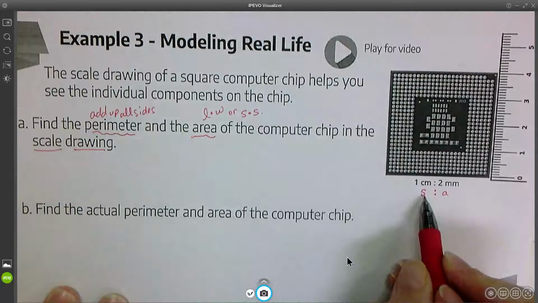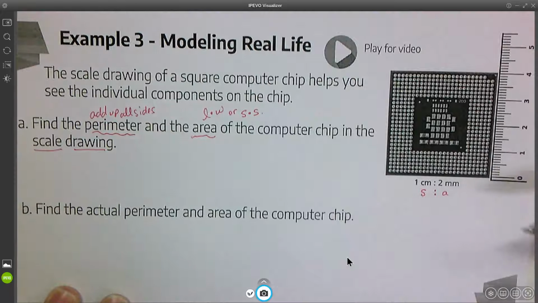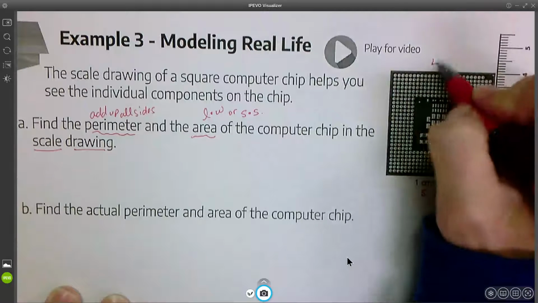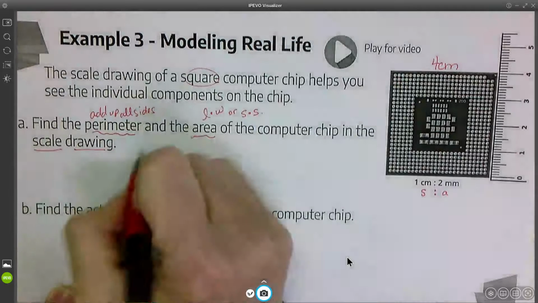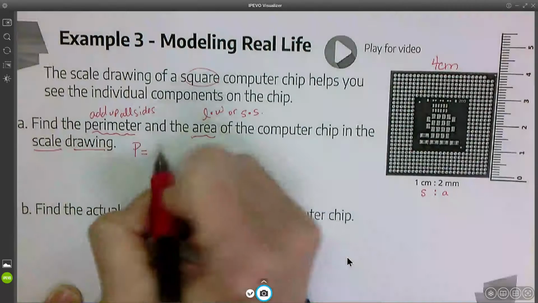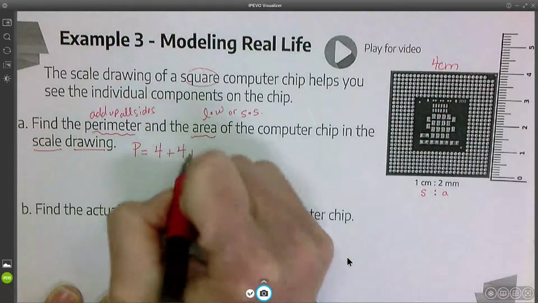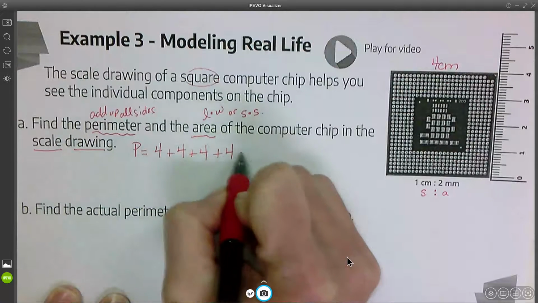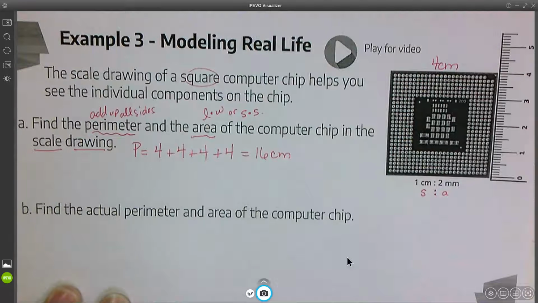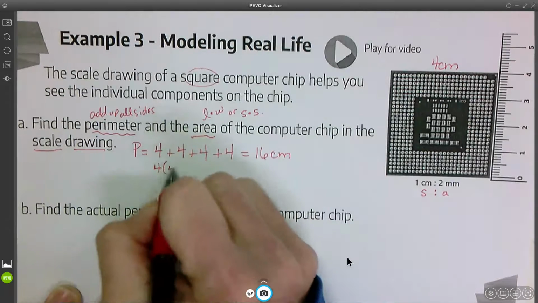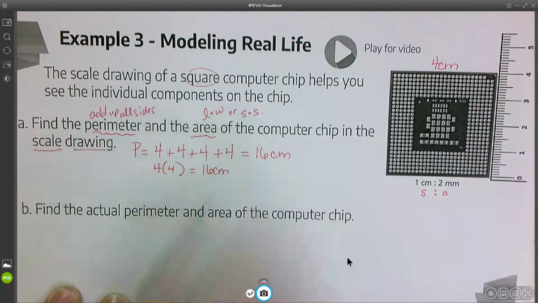So we're looking at the 1 centimeter. So we're measuring the side lengths in centimeters, which is why we have the ruler here. And the length of this side is 4. So the length of this side would be 4 centimeters as well because it is a square and all sides are equal on a square. So to find the perimeter, we add up all the sides. 4 centimeters plus 4 centimeters plus 4 centimeters plus 4 centimeters is equal to 16 centimeters around the computer chip for the scale drawing. We could have shortened that by saying 4 times 4, which is still 16 centimeters.